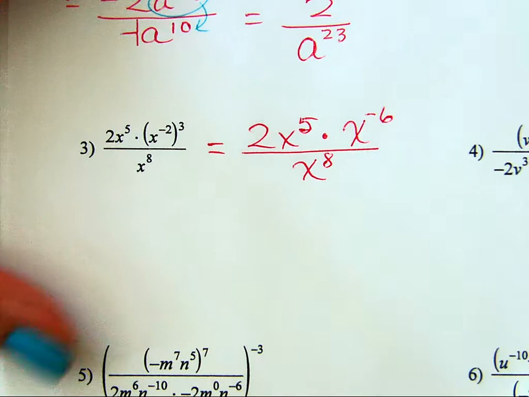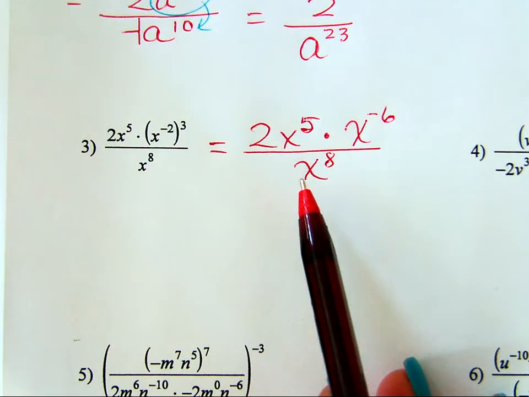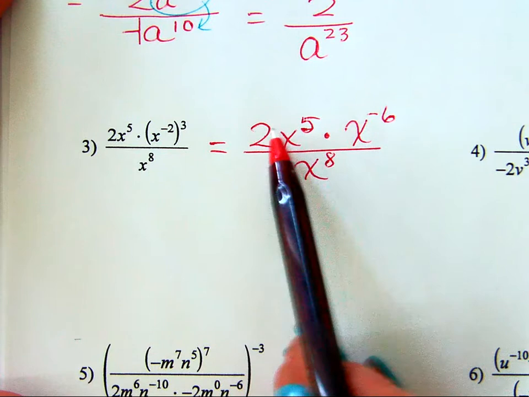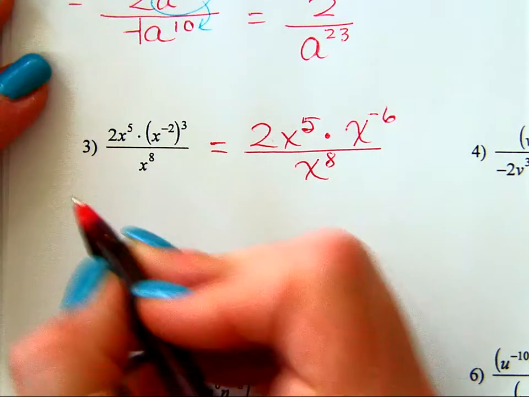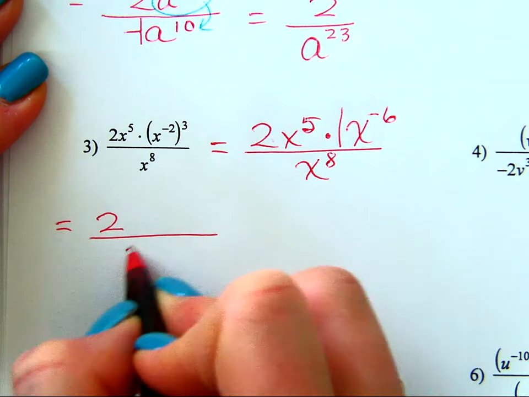So, technically, I could move the 6 down, make it a positive, then add it with the 8. If that's how you want to do it, go ahead. I'm just going to do my operation and then deal with it. So, 2 times 1 is 2. I'm going to keep this here.